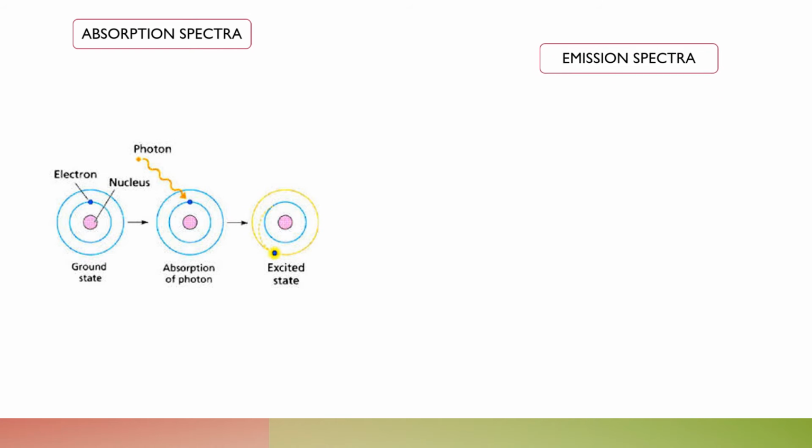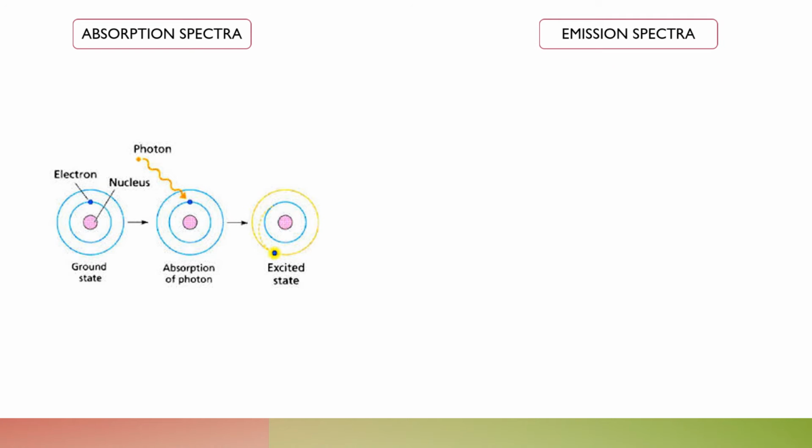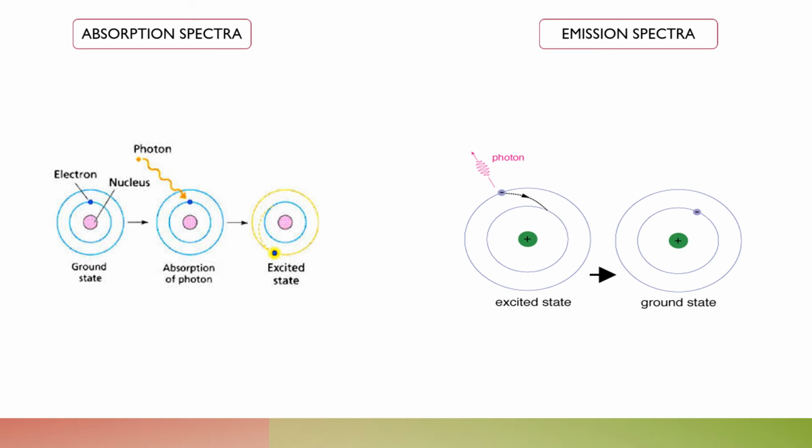Next, the part is emission spectra. When the atoms or molecules present in the matter jump from the excited to the ground state by emitting the radiation, this is called emission, and the spectrum obtained by the emission is called emission spectra, and it is made up of bright lines.